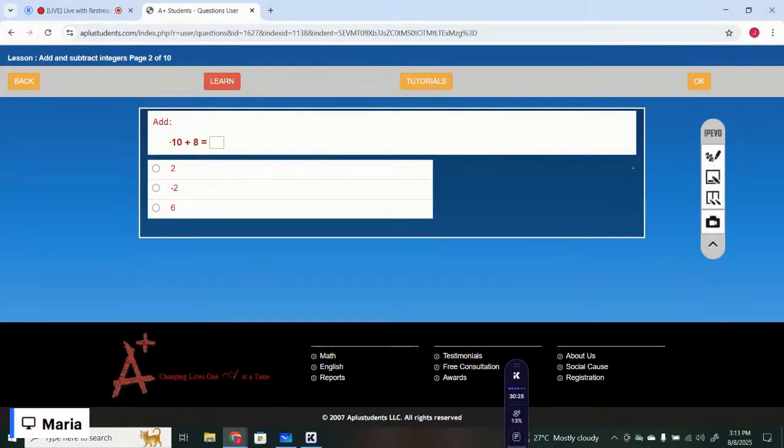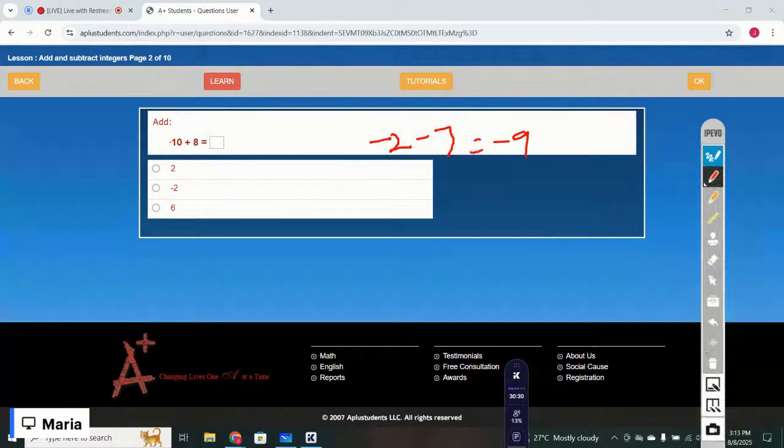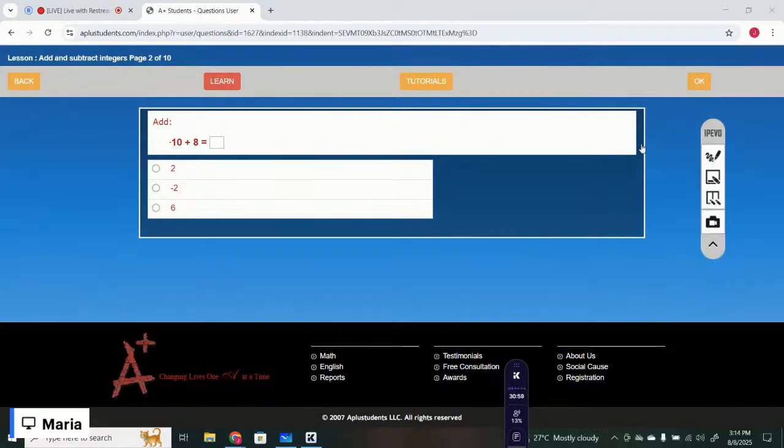Negative 10 plus 8. So 10 is the greater number with negative magnitude, so the answer must be negative. Negative 10 plus 8 means you need to subtract. The answer is negative 2. Option number 2 is the correct option, negative 2.